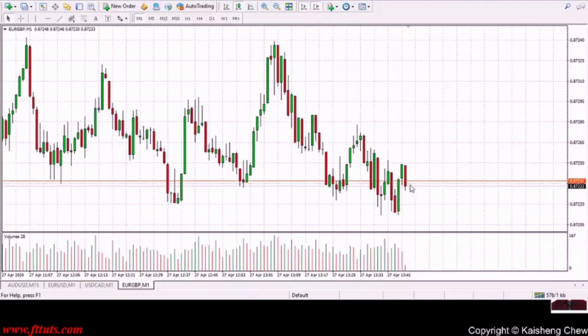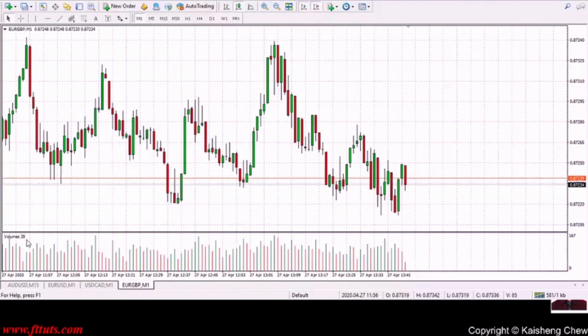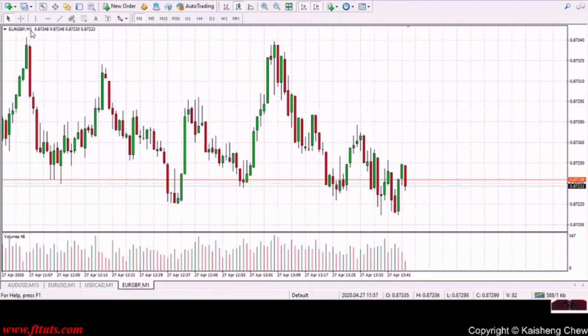You observe that when the price moves here, your tick count will go up. This is a 1 minute chart, so you accumulate over the 1 minute. Okay, so this is tick volume.